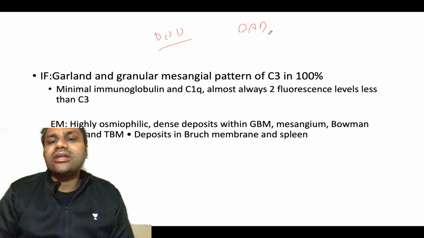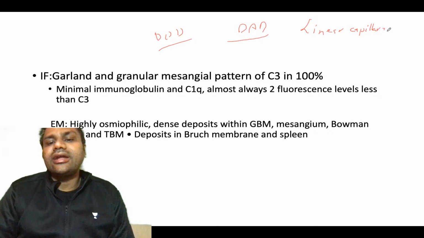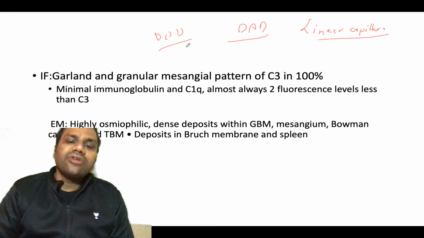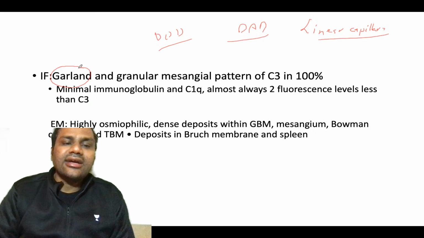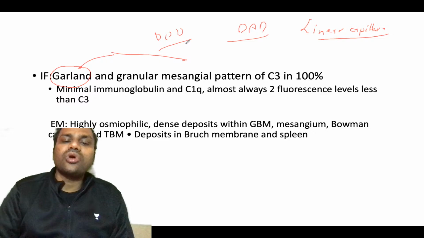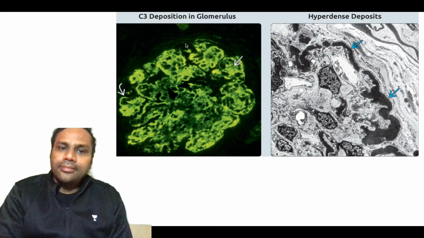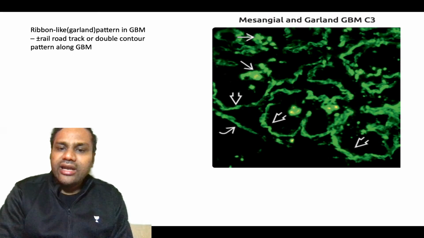DAD is basically linear capillary deposition, more commonly. So when you have linear capillary deposition, you have a garland-like C3 pattern in this. So that is important: garland-like in dense deposit disease. Now coming to the ribbon-like or garland-like pattern, you can also see tram-track appearance.